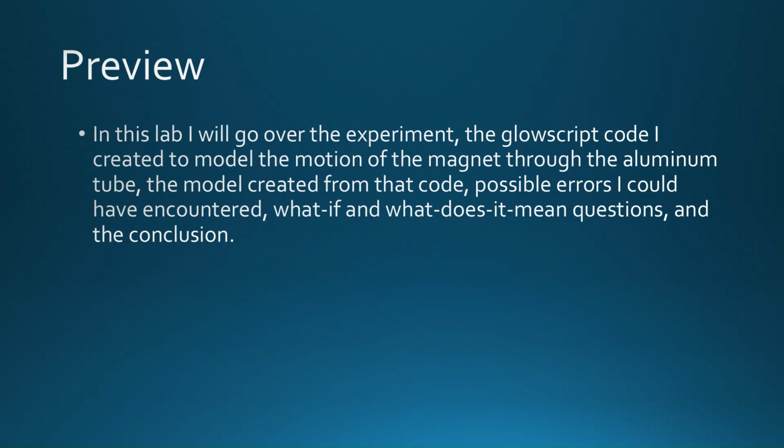Preview. In this lab, I will go over the experiment, the Glowscript code I created to model the motion of the magnet through the aluminum tube, the model created from that code, possible errors I could have encountered, what if and what does it mean questions, and the conclusion.